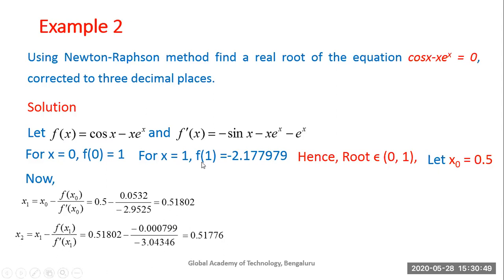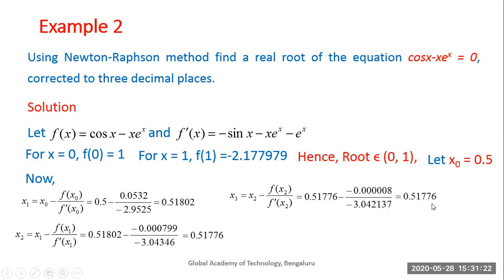Continue this. We want it corrected to 3 decimal places. So just check the first 3 decimal places. We have 518, here 517. So continue. Find x3, x2 minus f of x2 by f dash of x2. So 0.51776 is your x2. This value is f of x2, minus 0.508, and this is f dash of 0.51776. So this comes as 0.51776.